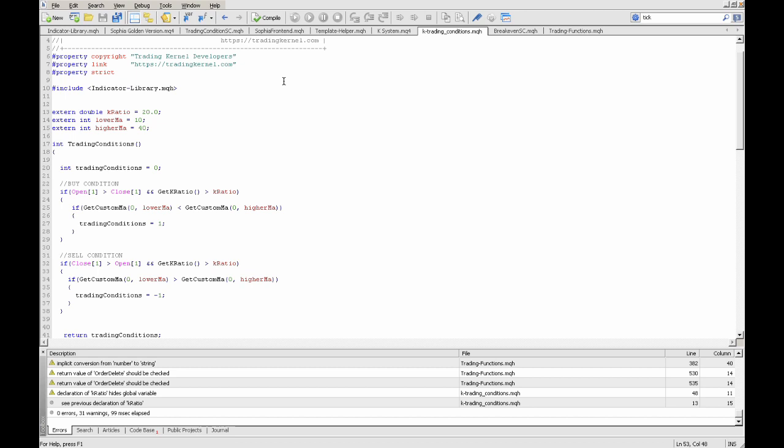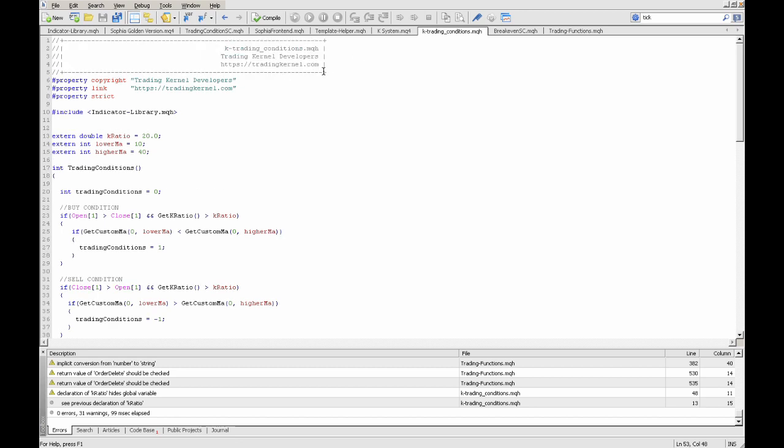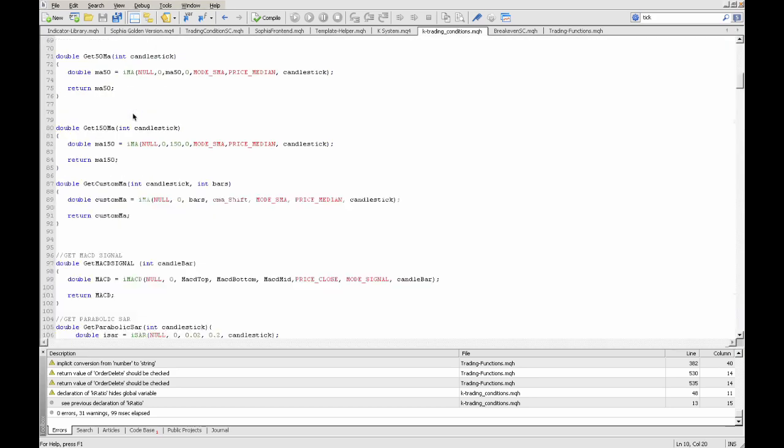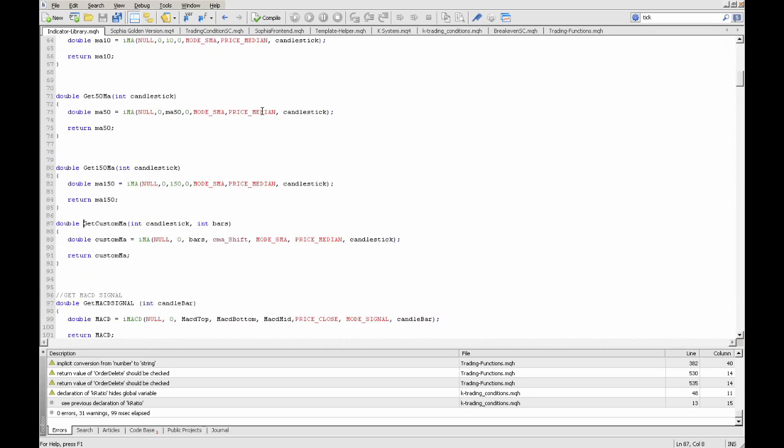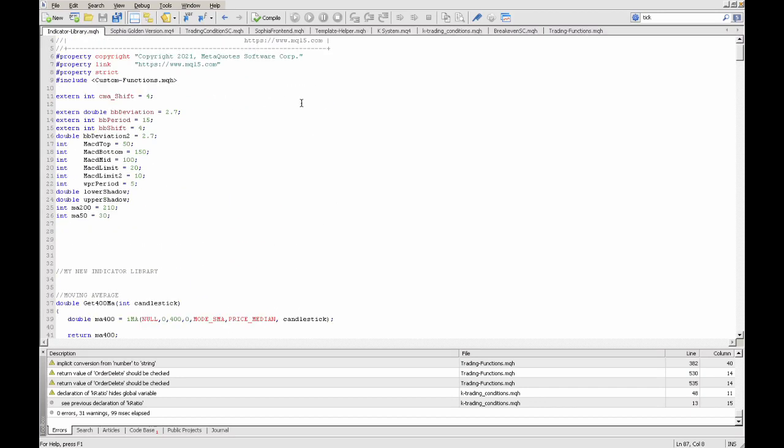This is the trading conditions file for the K system strategy. In our K system file, you can see that we included our indicator library, and our indicator library is more like an include file as well, that includes almost all the custom indicators that we need in order to develop our trading strategy. This indicator library is currently updated, and updated files are posted to Trading Kernel Stack. So we imported that here. Let me go to the indicator library and show you how it is. You can see a copy of it here. We have a lot of methods here.